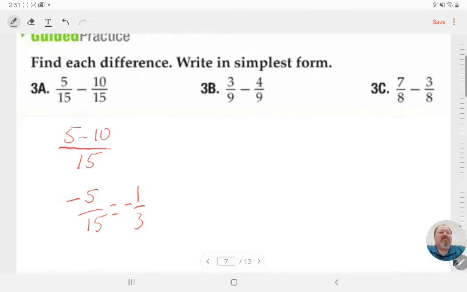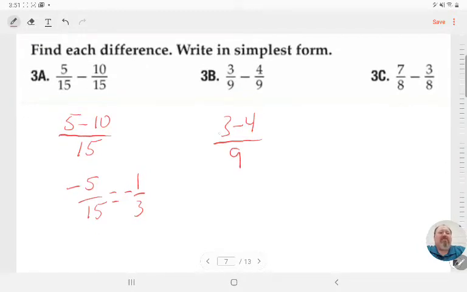All right, so we have 3/9 minus 4/9. So again, 3 minus 4 over the denominator, they're the same, so I can subtract, so it'd be 9. And then 3 minus 4 would be negative 1 over 9, and that would be the answer, negative 1/9.